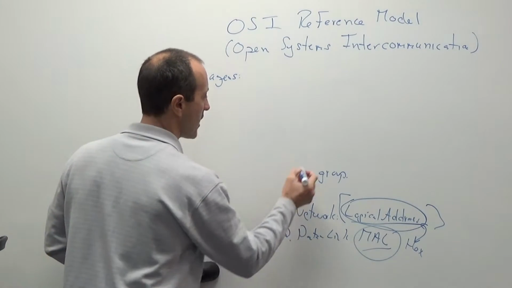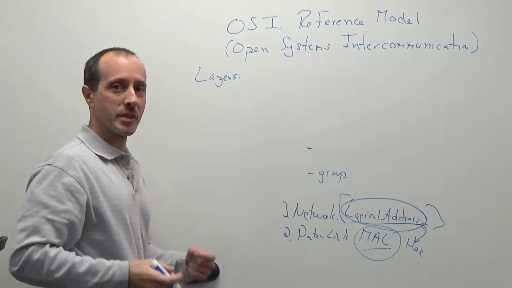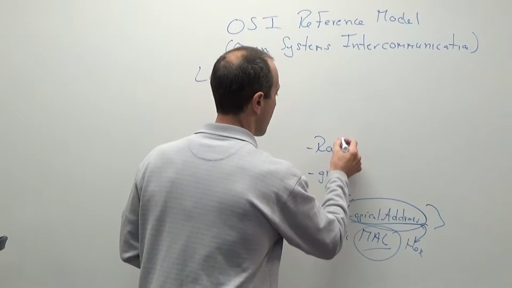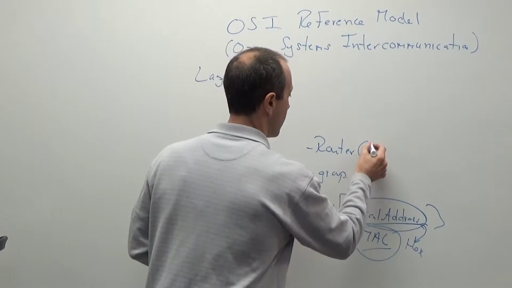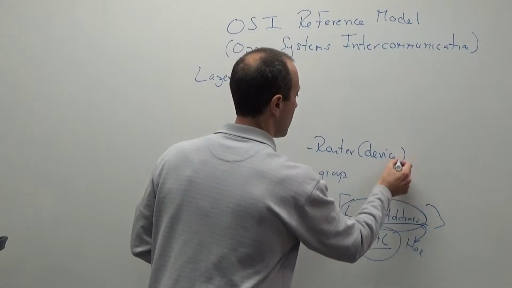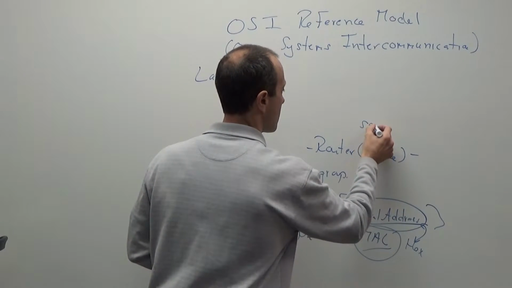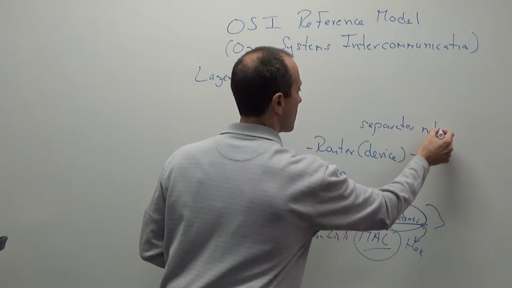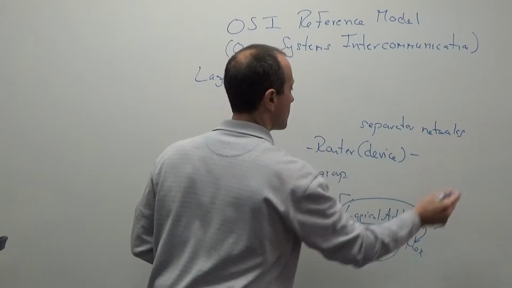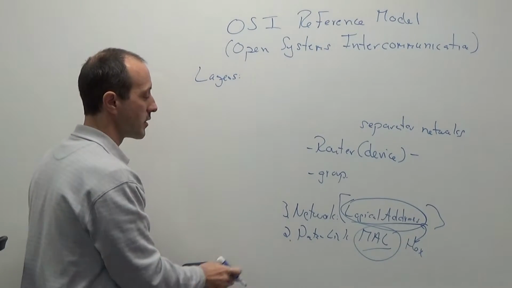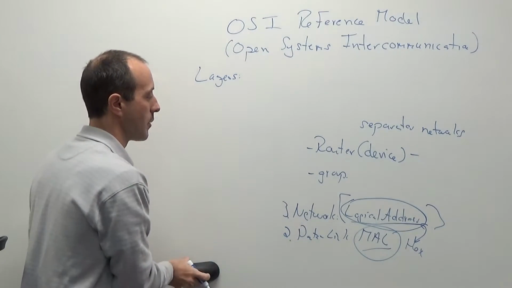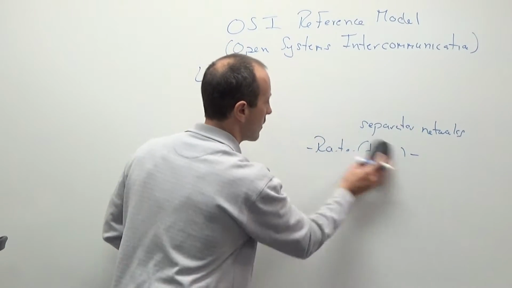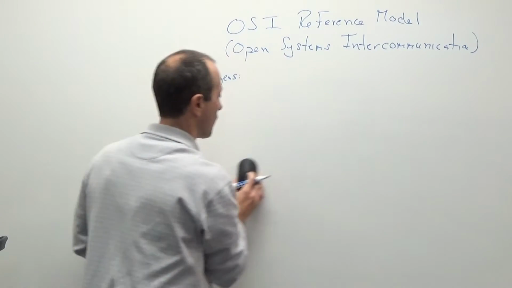So the device we use in order to separate one network from another network is called the router. It's actually a networking device that separates networks. Okay, so that's our network layer concepts. Let's go up one more layer to the transport layer, and let's talk about that real quick.